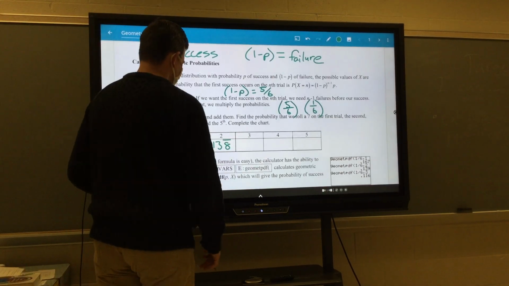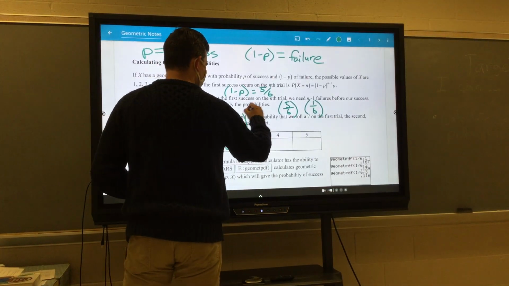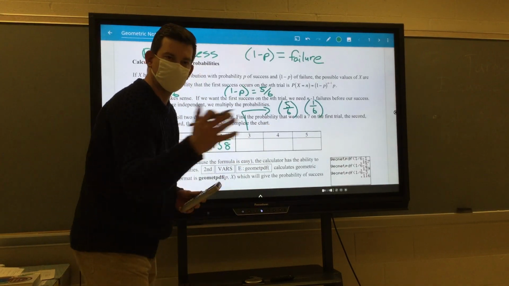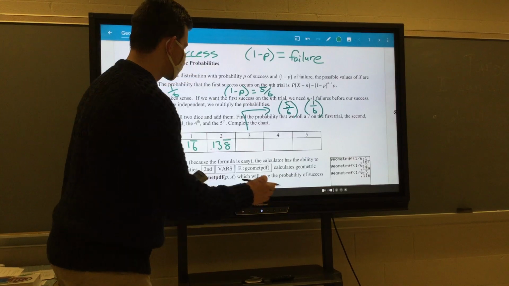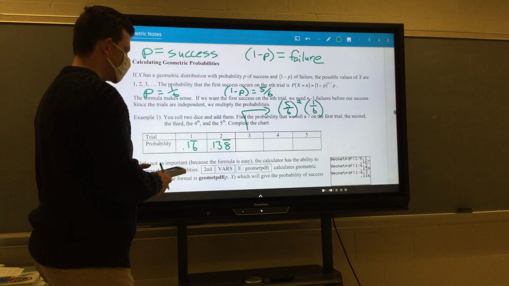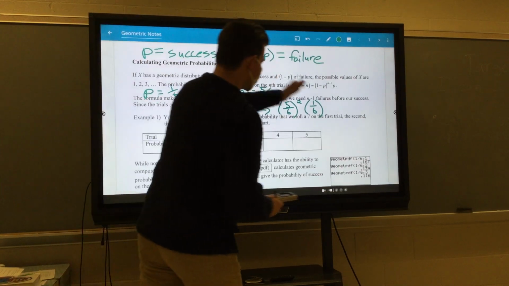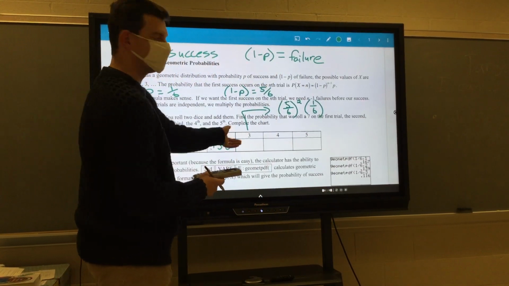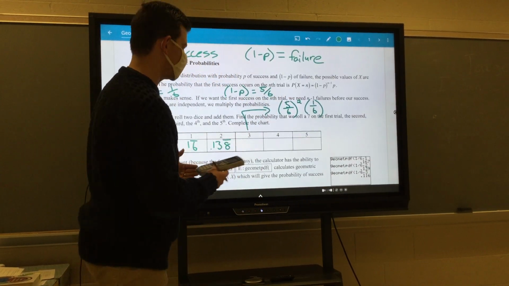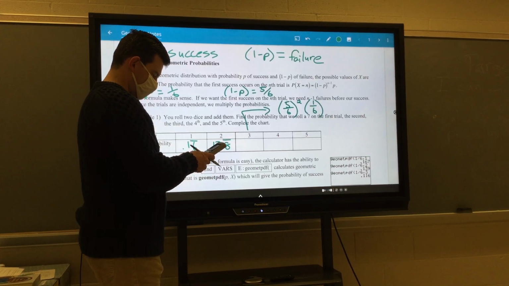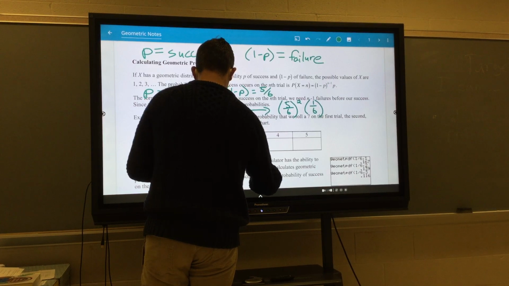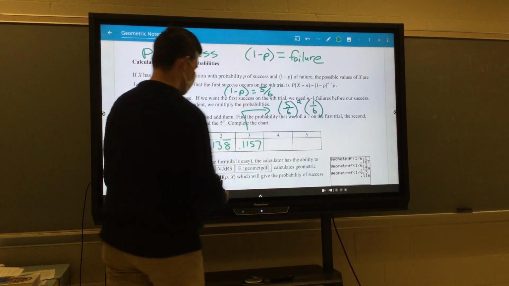Now let's continue on. For this event right here, now our first success occurs on our third roll. So to get to that point, we had 2 failures. So 5/6 squared times 1/6, or just multiply our previous answer by another 5/6, right? Because multiplication is commutative. So multiply that by 5/6. We're now down to 0.1157, approximately.